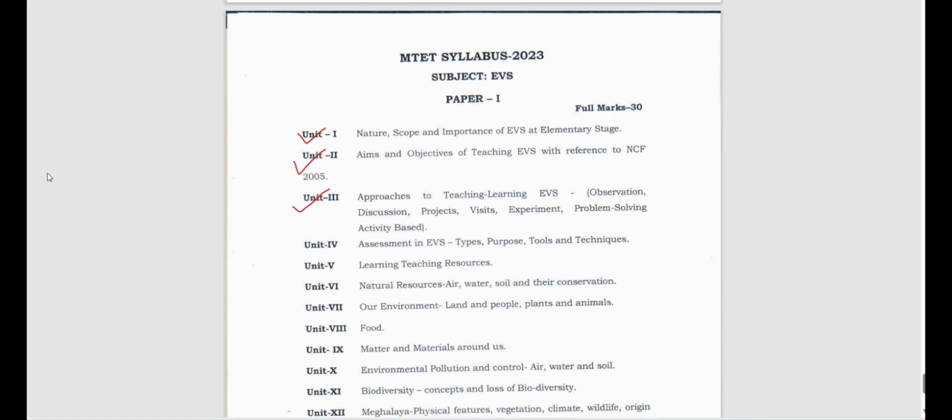The different approaches given here are observations, we have to observe, we have to discuss, and projects can be given on different types of topics. Then we can do field visits, visits to heritage sites and libraries, take part in science exhibitions, and go to museums. Then experiments, we can perform different types of experimentation, then problem solving and activity based. All these are approaches for teaching and learning environmental studies, all right?